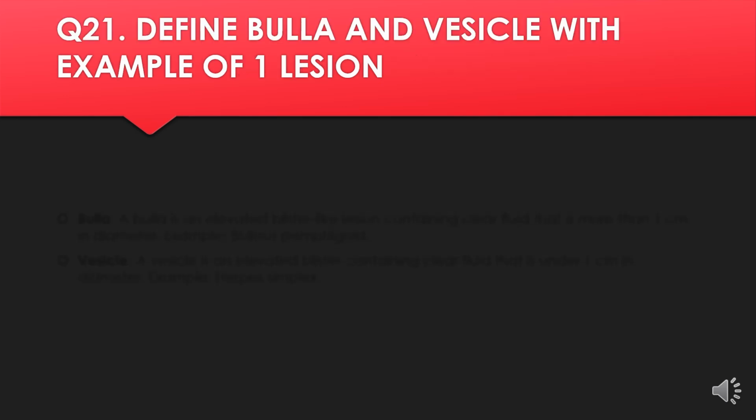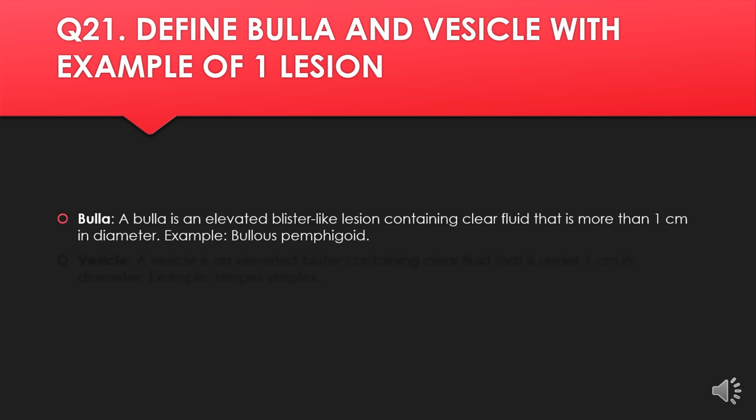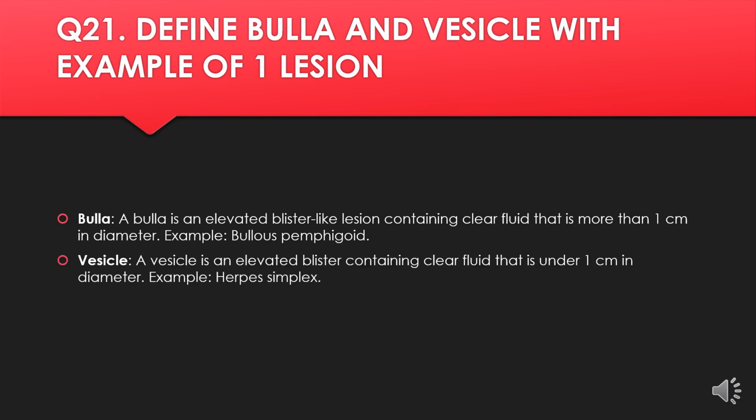Define bulla and vesicle with example of one lesion. Bulla is an elevated blister-like lesion containing clear fluid that is more than 1 centimeter in diameter, example of which is bullous pemphigoid, and a vesicle is an elevated blister containing clear fluid that is under 1 centimeter in diameter, example of which is herpes simplex.